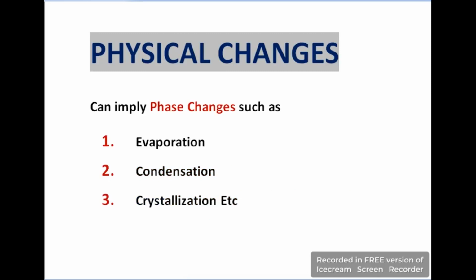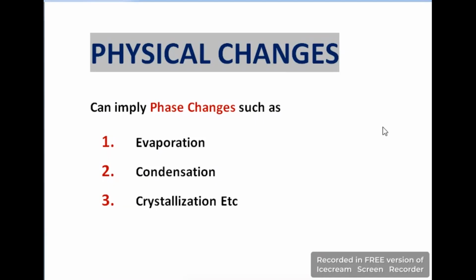Now I will tell you what the meaning of physical changes is. We will try to understand with the help of examples. The first example is evaporation. The raw material of evaporation is a liquid, and after heating, this liquid converts itself into vapors. So it is a physical change from liquid to vapors.